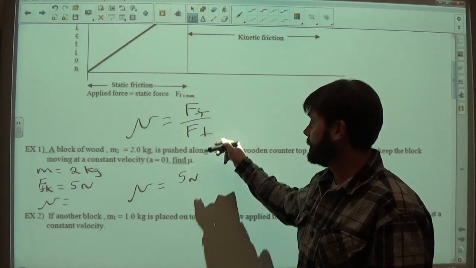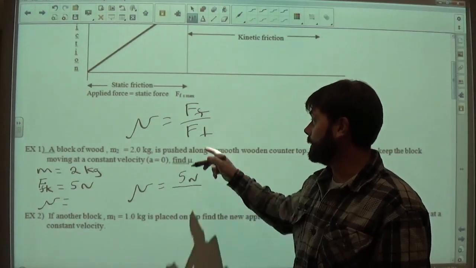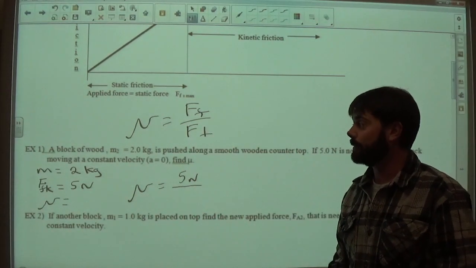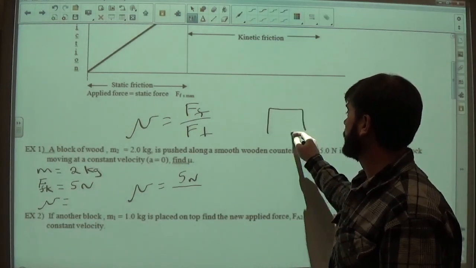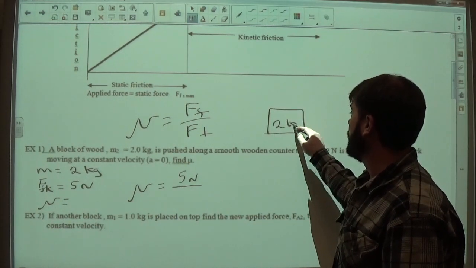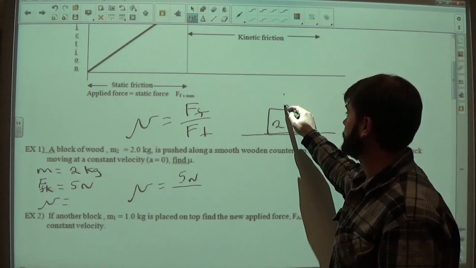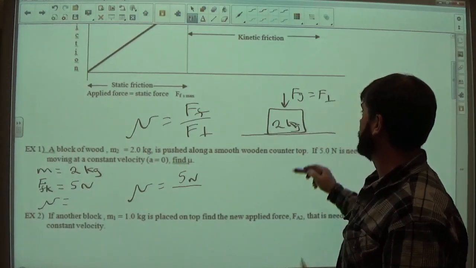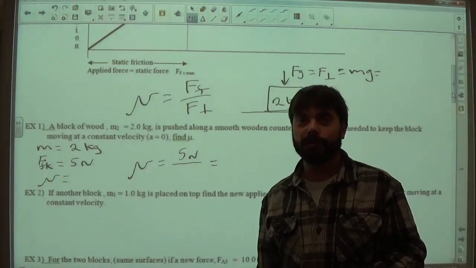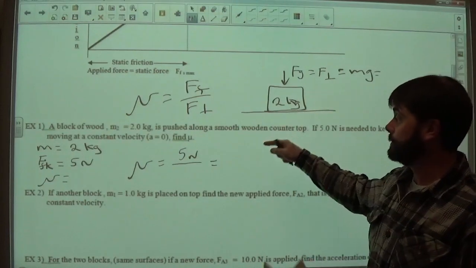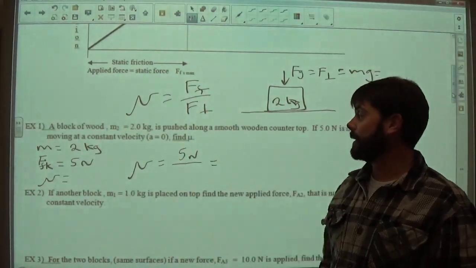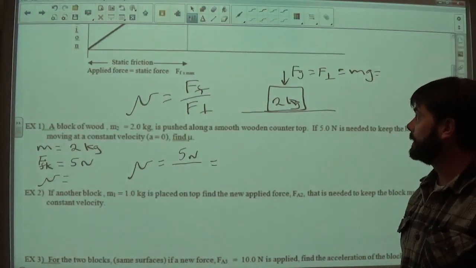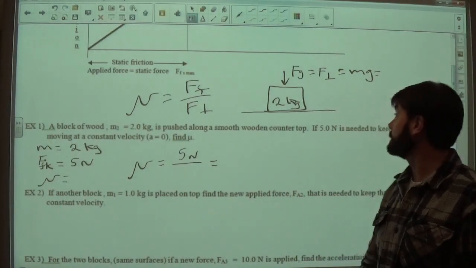So we're taking the 5 Newton frictional force, and we're going to divide it by the force perpendicular, which they don't directly give us, but we would have to figure out. So if you had a block of wood, and it is 2 kilograms, and they tell us that it is sitting on a horizontal surface, the force of gravity is equal to the force perpendicular. So in order to figure out mu, we need to do the force of friction divided by the force perpendicular, but the force perpendicular is not given to us. All they do is they tell us that the mass of the block is 2 kilograms.